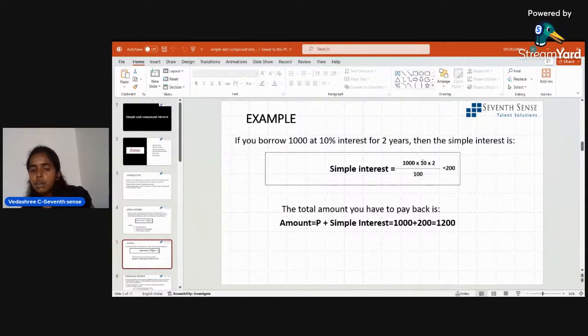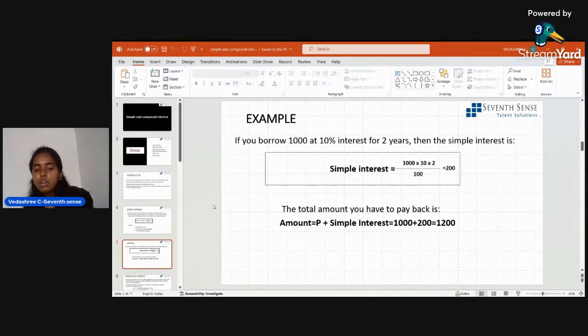So P into R into N divided by 100. 1,000 into 10 into 2 divided by 100. The zeros get cancelled. 10 into 10 is 100, 100 into 2 is 200. So here the simple interest is 200.